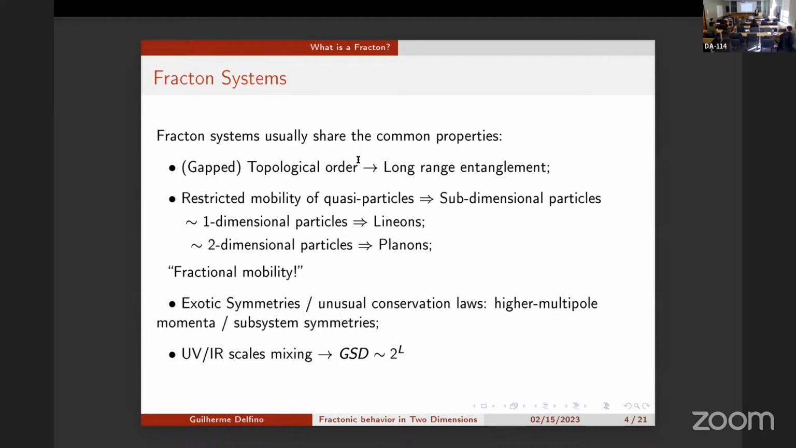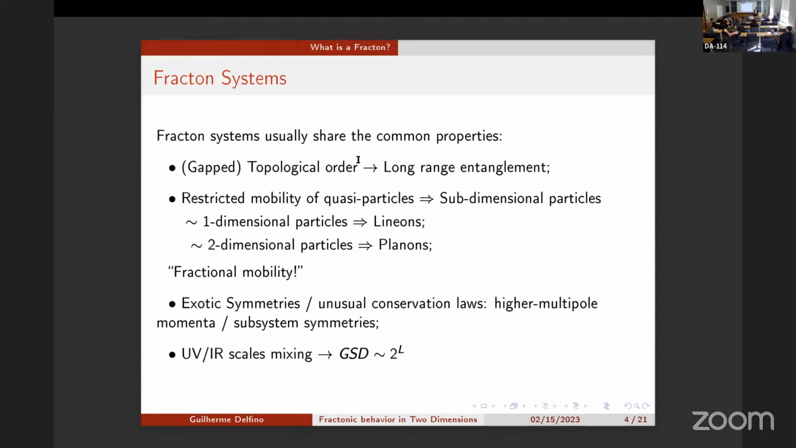And in the spectrum, you often see these quasi-particles that we call subdimensional particles, because they can only move in sub-lattices of our system. The examples that we know are three-dimensional examples. So you have, for example, a cubic model, and then in the spectrum, you see these particles that can only move along lines. We call them lineons. And particles that can move only along planes, we call them, with not a lot of creativity, planons. And this corresponds to one and two-dimensional quasi-particles.